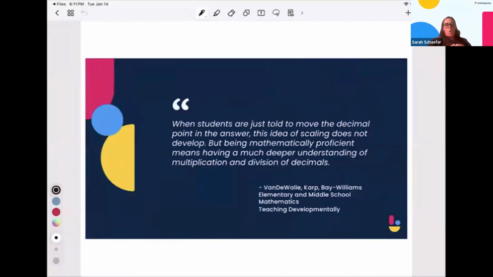So just a few quotes. This comes from Vanderwall, Karp and Bay Williams' book, that when students are just told to move the decimal point in the answer, the idea of scaling, we don't have a visual model of what it means to be 10 times greater or 1/10 of the value. And so if we're talking about this idea, we need, again, that visual model.